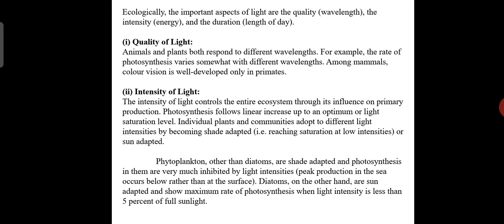Phytoplankton other than diatoms are shade adapted and photosynthesis in them is very much inhibited by high light intensities, that is, peak production in the sea occurs below rather than at the surface. Diatoms, on the other hand, are sun adapted and show maximum rate of photosynthesis when light intensity is less than 5% of full sunlight.